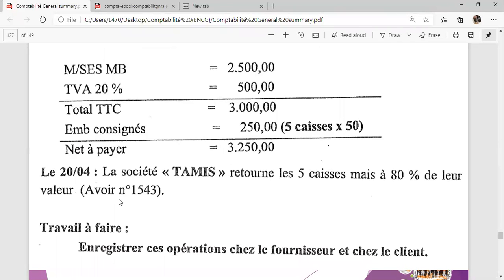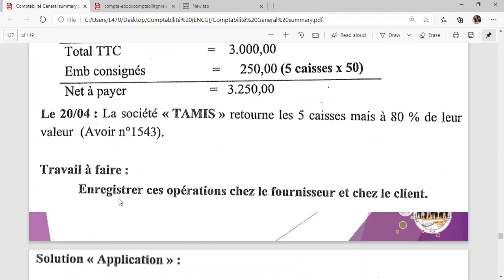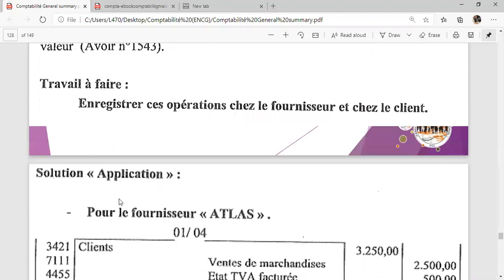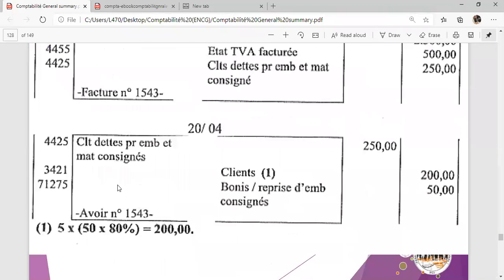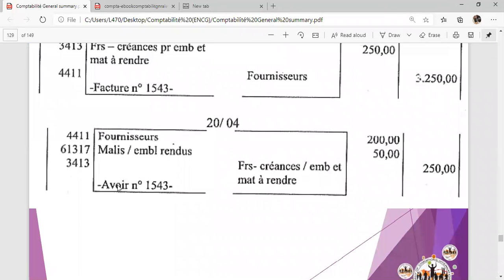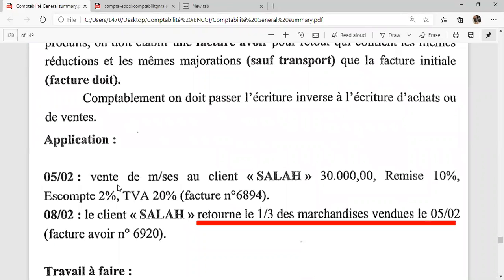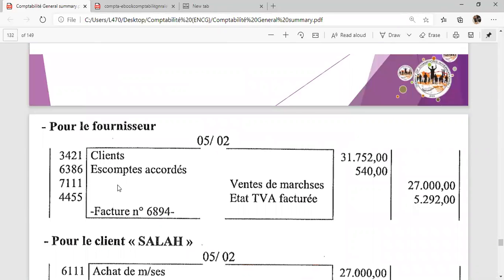So I hope that's clear. We have a bit of comptabilisation here as well. This is an issue of memorizing the comptes.